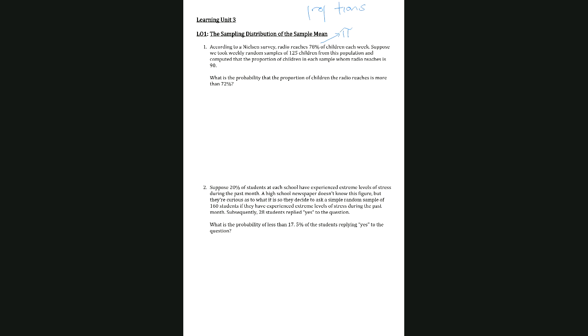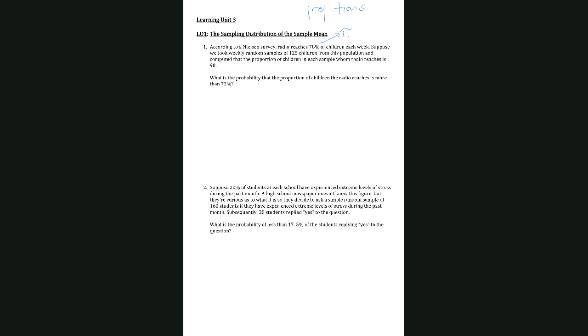So they aren't breaking it down for you and narrowing it down to a sample number of values for which this is the percentage. They're saying that in general, according to the survey, this is the percentage of children that radio reaches. So that's your population proportion, which is denoted by the symbol pi.